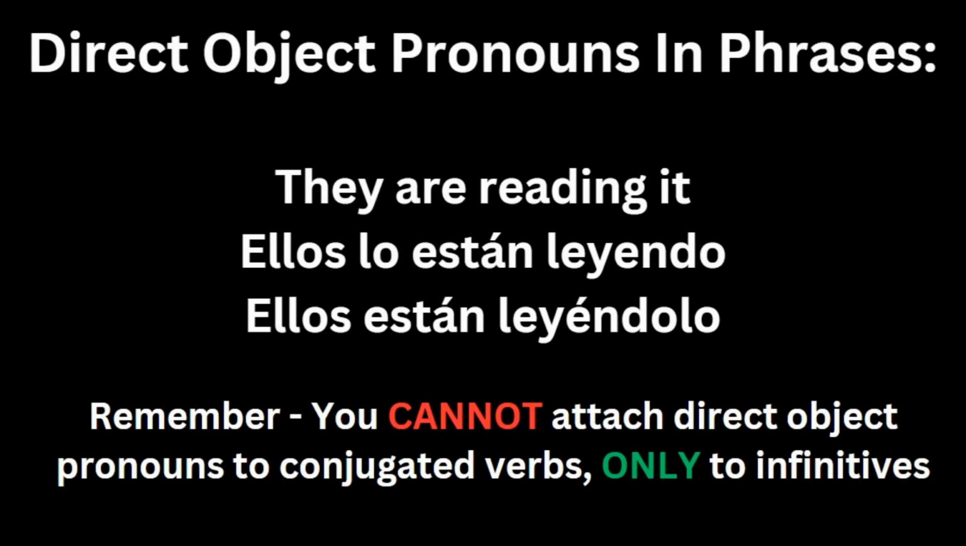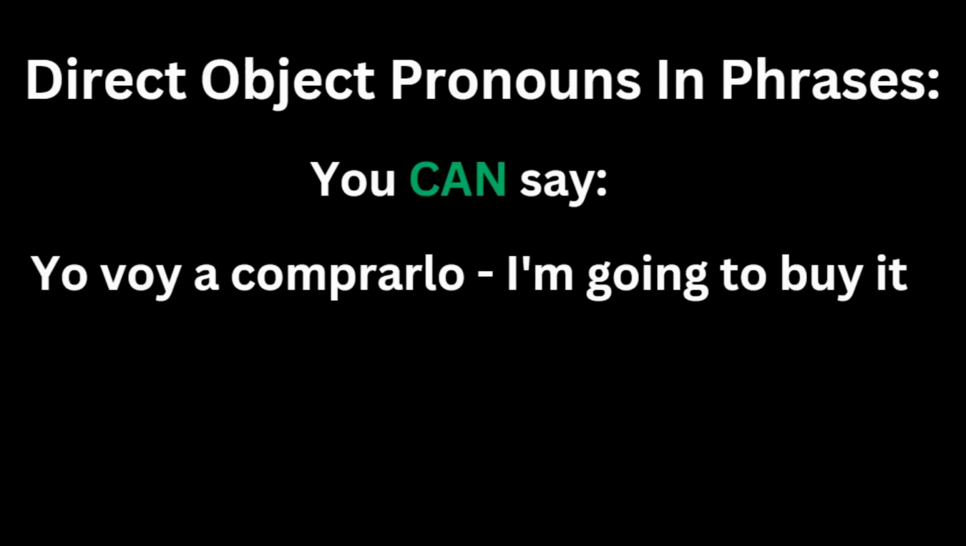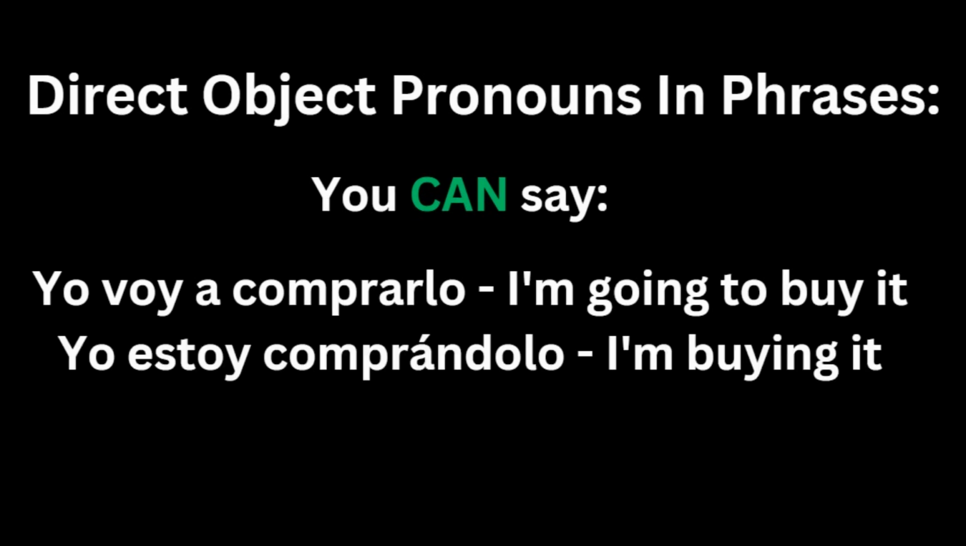Overall, you have to remember that you cannot attach direct object pronouns to conjugated verbs, only to infinitives. You cannot say something like "yo compro lo," I buy it, because you have only one verb in the sentence and the direct object pronoun is placed after the verb. But you can instead say "yo voy a comprarlo," I'm going to buy it, or "yo estoy comprándolo," I'm buying it. Because in these cases, you're using one conjugated verb and one infinitive, and the direct object pronoun is attached to the infinitive, not the conjugated verb.